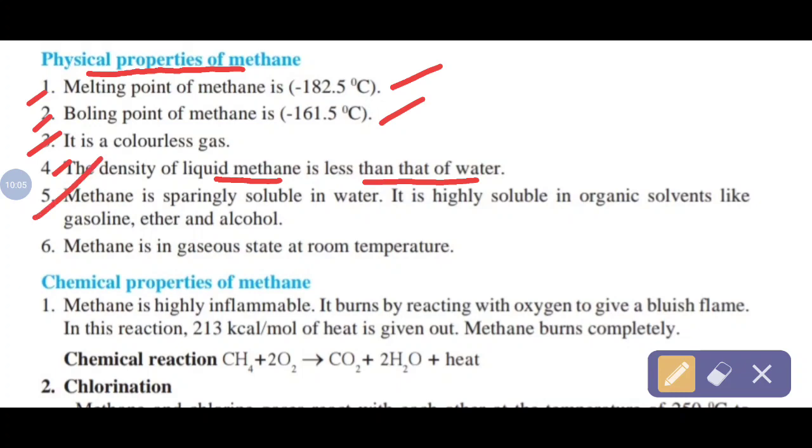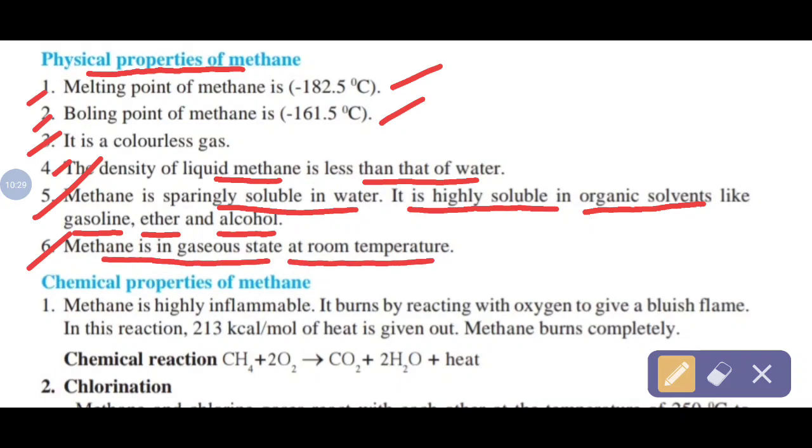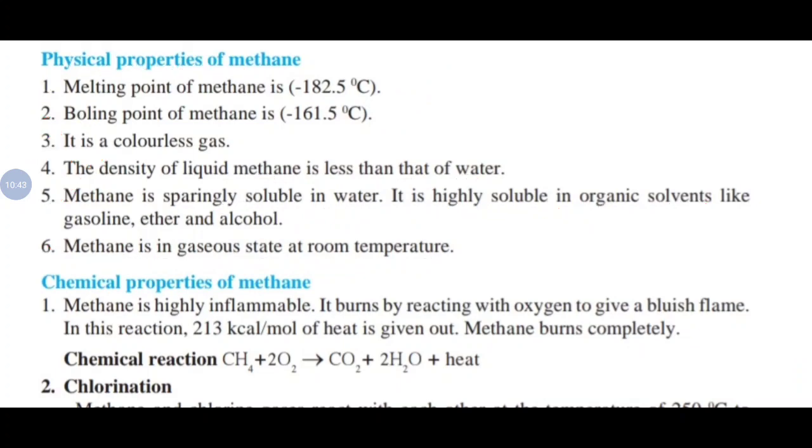Fifth one, methane is sparingly soluble in water, meaning less soluble in water. It is highly soluble in organic solvents like gasoline, ether and alcohol. And the sixth physical property given here, methane is in a gaseous state at room temperature, meaning at normal temperature. So remember all these physical properties. The question asked here is, what are the physical properties of methane? Next.